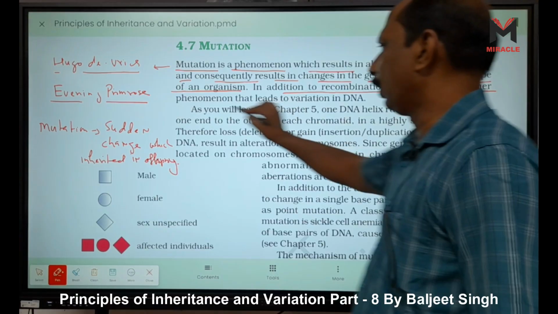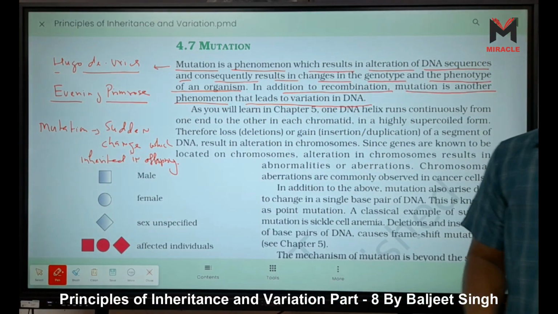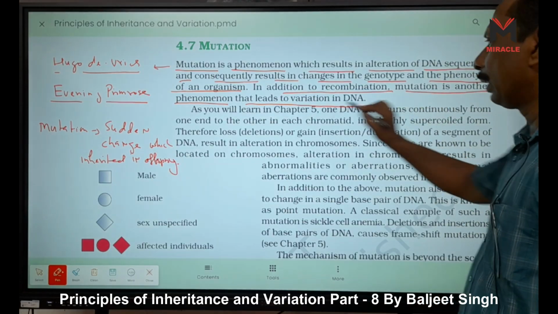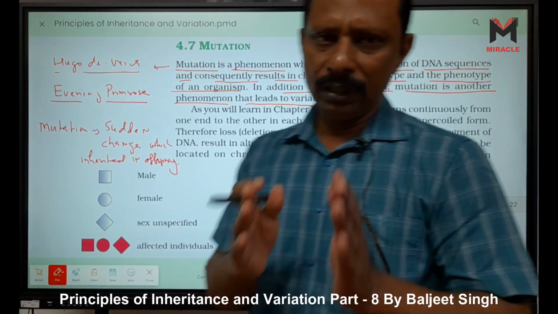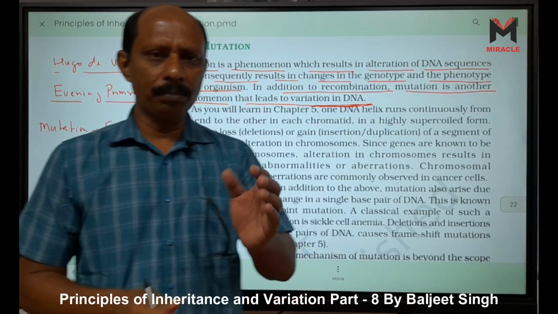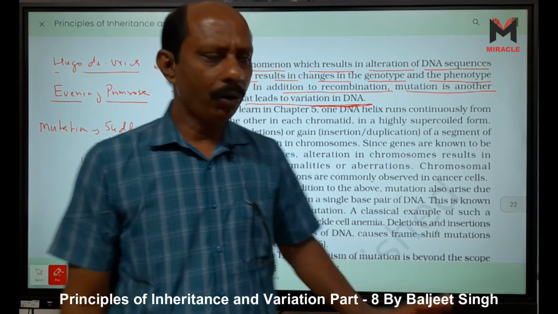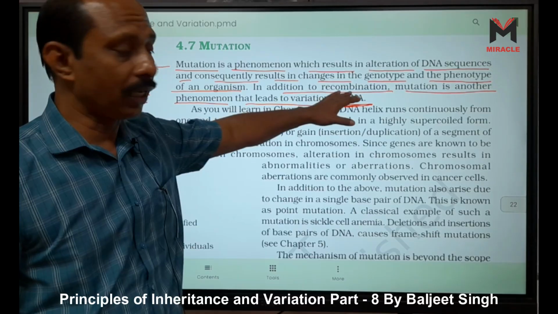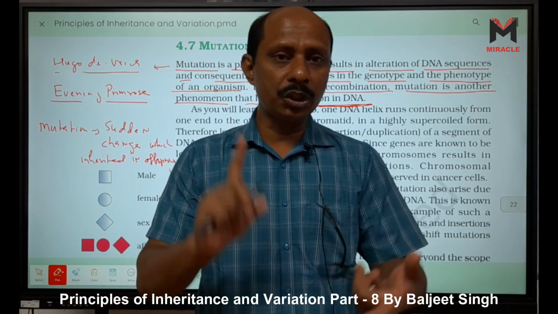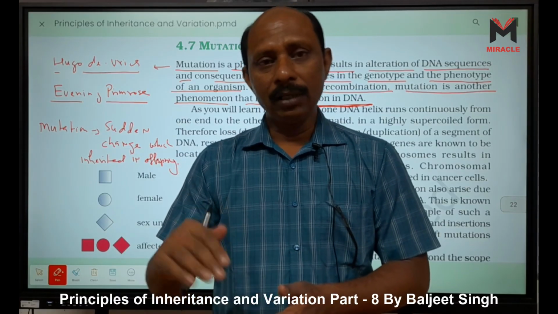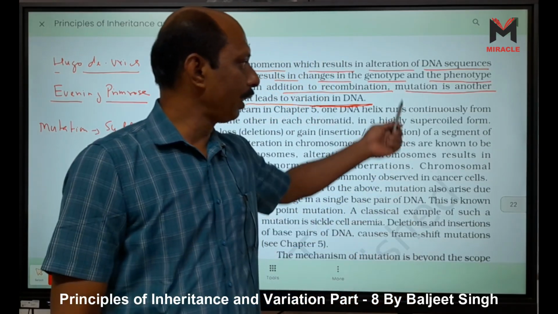In addition to recombination, mutation is another phenomenon that leads to variation in DNA. Mutation comes from the word mute. Mute means some part of the DNA becomes mute, it cannot express anything, according to Hugo de Vries. Recombination means crossing over, which is the exchange of genes, and after that we get variations. And mutation is another.